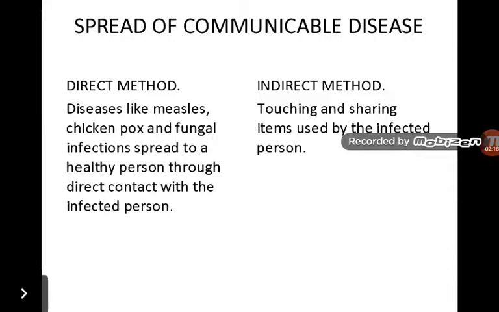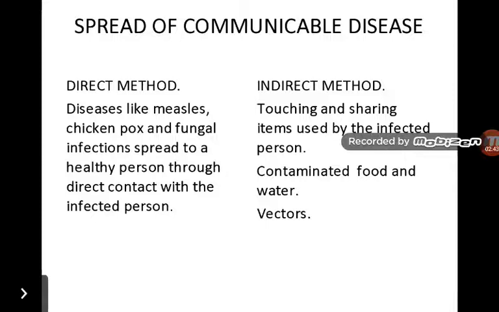Spread of communicable disease. Direct method. Diseases like measles, chickenpox and fungal infections spread to a healthy person through direct contact with the infected person. So in the direct method, if a person is having measles and you sit beside that person, you have chances to get that disease. This is known as the direct method.